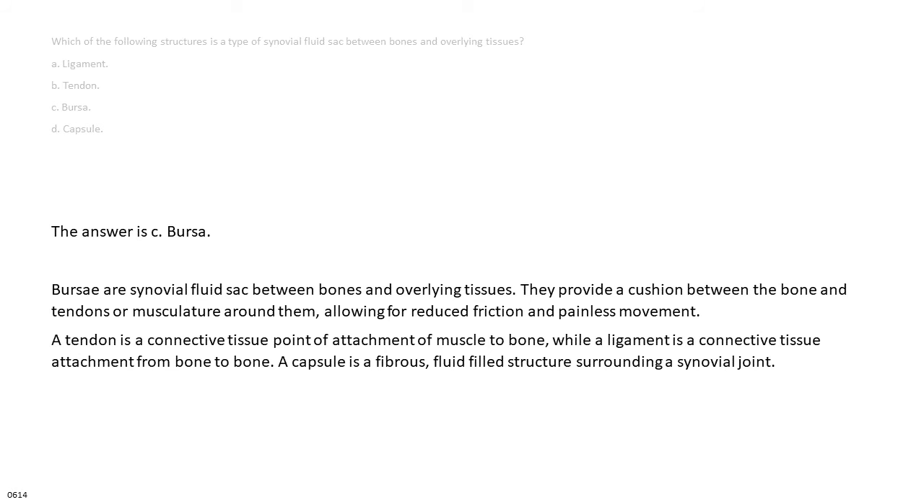The answer is C. Bursa. Bursae are synovial fluid sacs between bones and overlying tissues. They provide a cushion between the bone and tendons or musculature around them, allowing for reduced friction and painless movement. A tendon is a connective tissue point of attachment of muscle to bone, while a ligament is a connective tissue attachment from bone to bone. A capsule is a fibrous, fluid-filled structure surrounding a synovial joint.